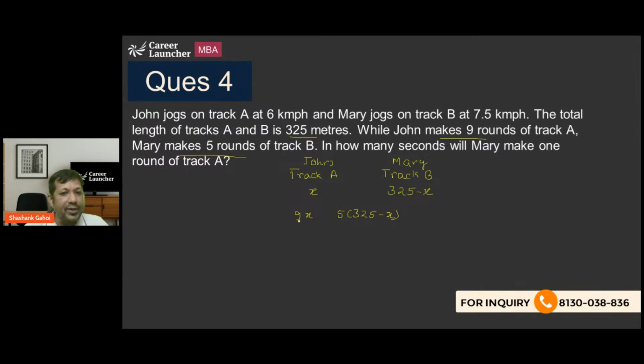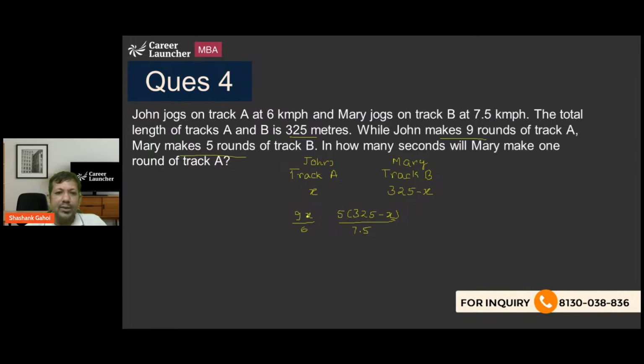So John is covering this much distance with a speed of 6. Now you might think, why am I not converting kilometers per hour to meter per second? It's not needed, so I'm not doing it. Because here also I'm taking speed in the denominator in kilometer per hour. So you have nothing to worry about, right?